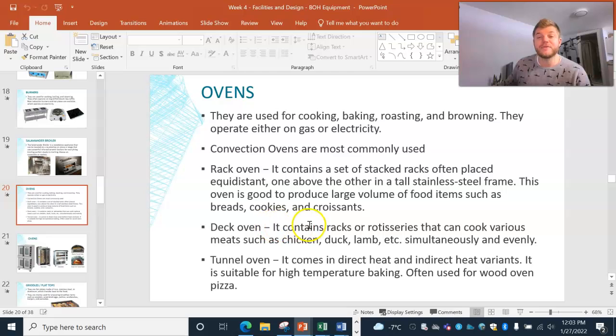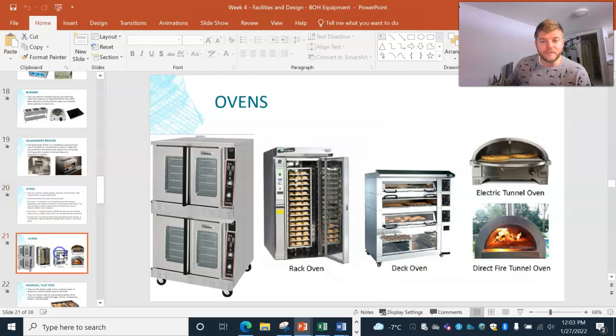There's a deck oven, so it can contain racks or rotisseries, and they can turn in there. And a tunnel oven, which comes in direct heat and indirect heat variants, and it's often suitable for high temperature baking. So these are some of the ones we're talking about. You have your standard convection ovens, which we often see. The majority of all restaurants will have these. You can have your rack ovens, something like this, great for baking. Deck ovens, which have different uses, different temperatures, which you can all set. And then these are some of your pizza wood-fired electric ovens that exist as well.